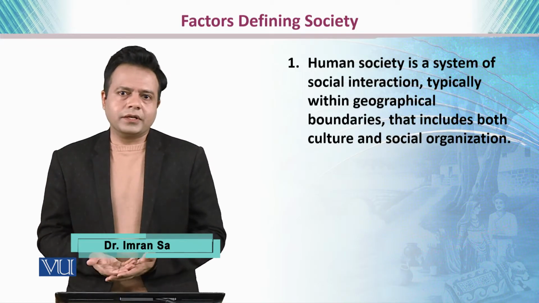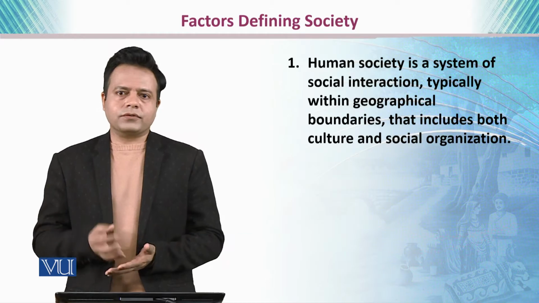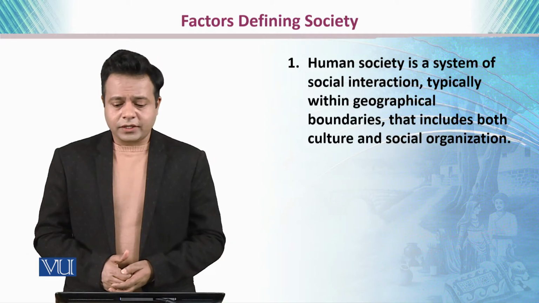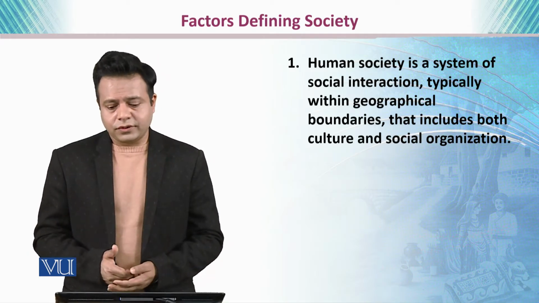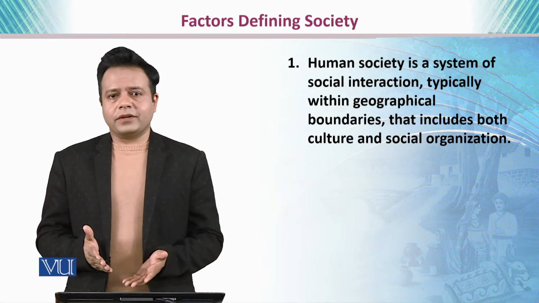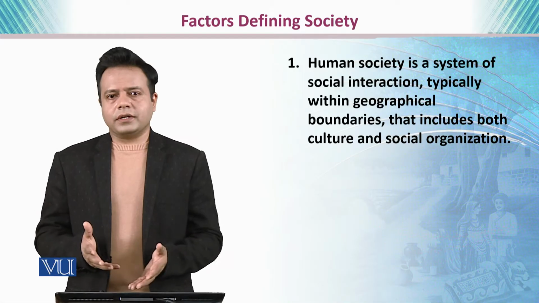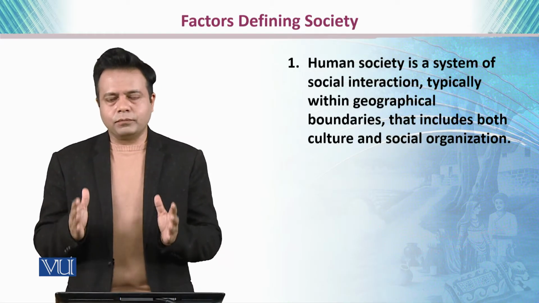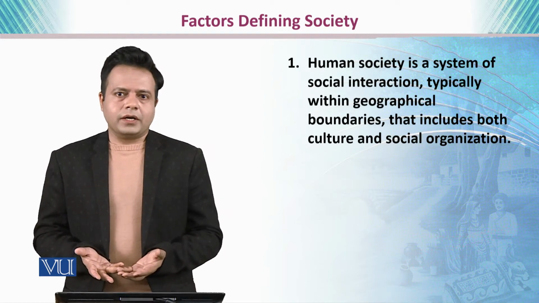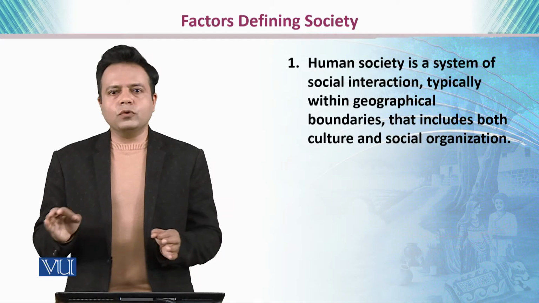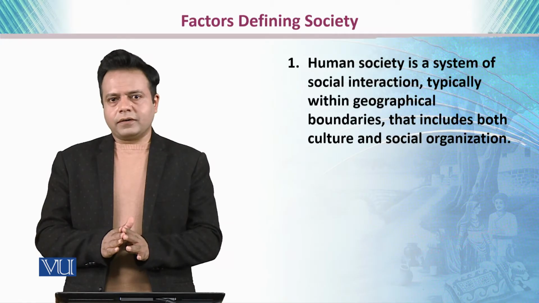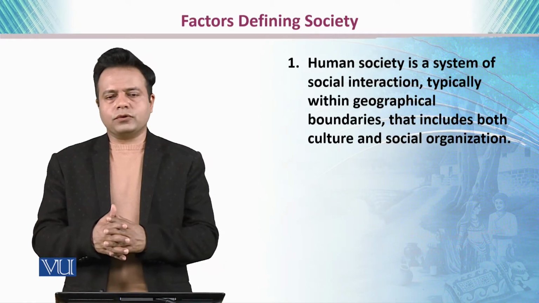So characteristically, we can define these societies based on these 6 key elements. Number 1, human society is a system of social interaction, typically within geographic boundaries that include both culture and social organization. So these distinctively defined boundaries play an important role. Although some societies are very loosely geographically distributed, we cannot fix the boundaries for a society to emerge.